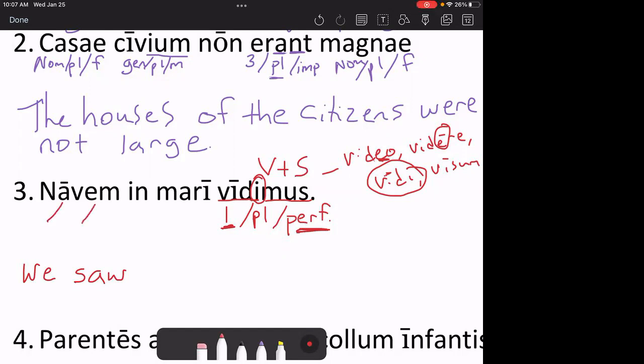That's from navis, which is accusative. What number is it? It is singular. What gender is it? It is a feminine noun. Okay, which means it is our direct object. In is a preposition. Mari, careful, this one's annoying. Okay, mare, maris is a third declension noun, but it's an I stem noun. So why is this I showing up? Because in the ablative, neuter I stem nouns have that I ending, ablative singular.